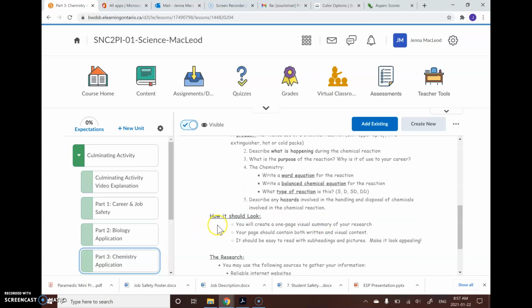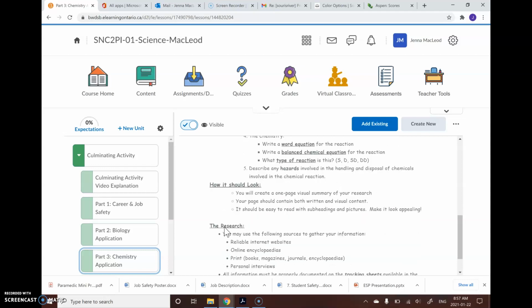So you're going to create a one-page visual summary of your research. Your page could contain written and visual elements, so I'm looking for pictures. It can be a poster, a PowerPoint, a pamphlet, whatever you like.